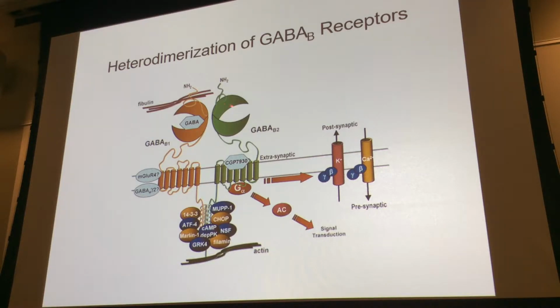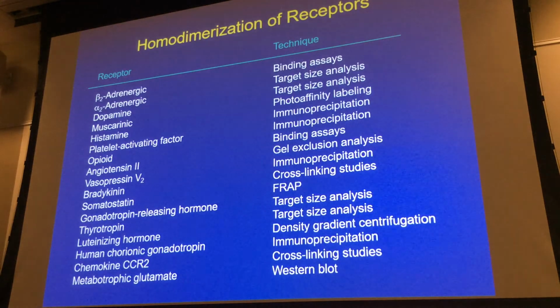So this is called a heterodimer, okay? Because these are two different receptors. Even though they are subtypes of the same receptors, they are considered to be different receptors because they are products of two different genes, all right? But there's also homodimerization. So for example, you could have two beta-2 adrenergic receptors coming together.